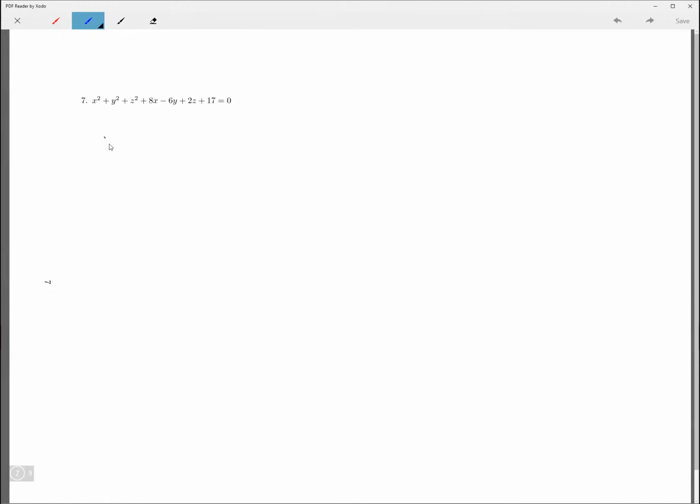Okay, so you guys know how to proceed, I think. So you're going to put the x's together, and then save a little space here for something, and then put the y's together and save a little space there for something, and then put the z's together and save some space for something there. And then you're going to take this 17 to the other side, so it becomes a negative 17. Okay, so now the question is, what do we add here?